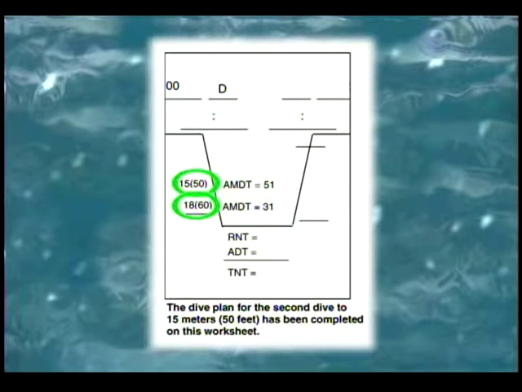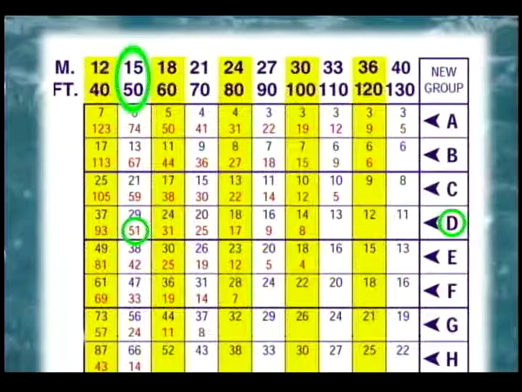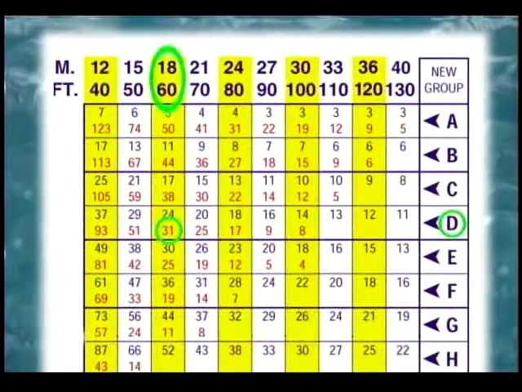To plan a repetitive dive, you use the NAUI planning worksheet as you did for your first dive. However, you must use Table 3 to find your AMDT when planning your dive. Don't forget to add 3 meters to your depth and record that AMDT. Now it's time to dive your plan.